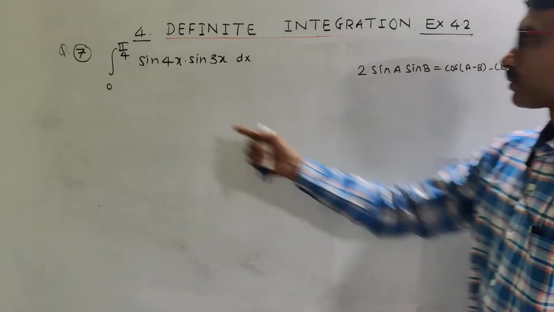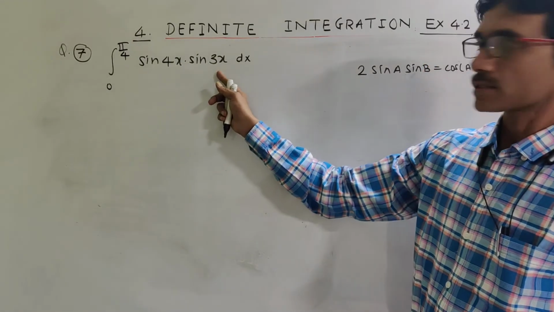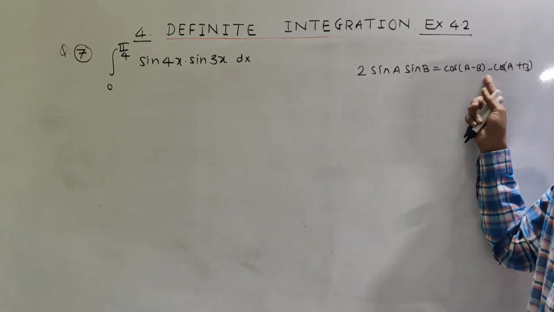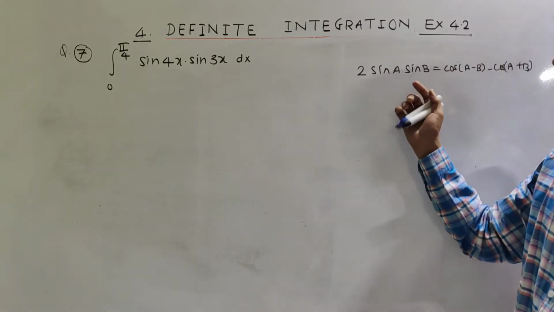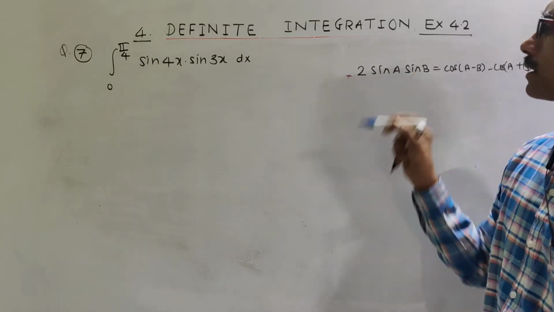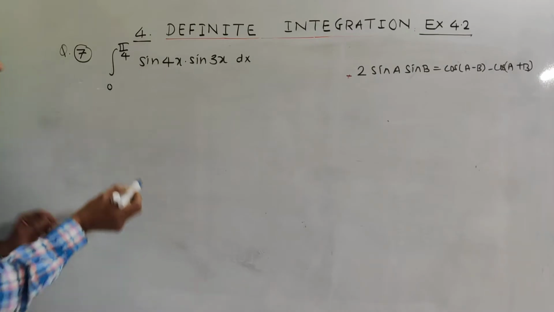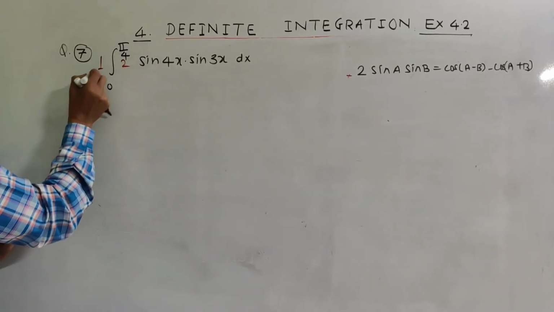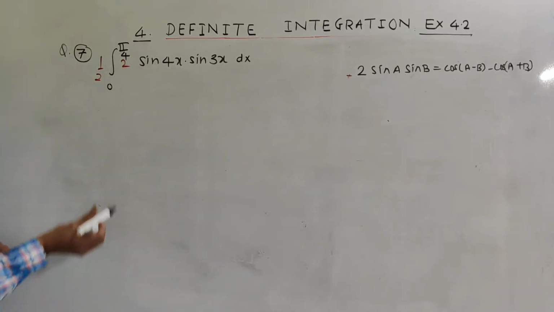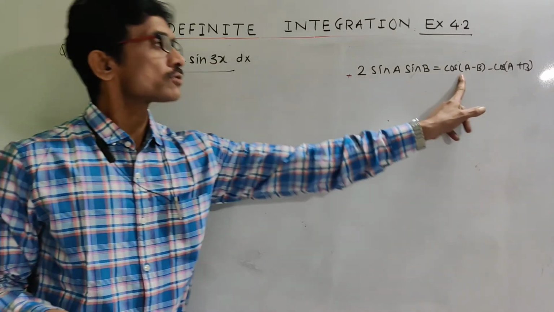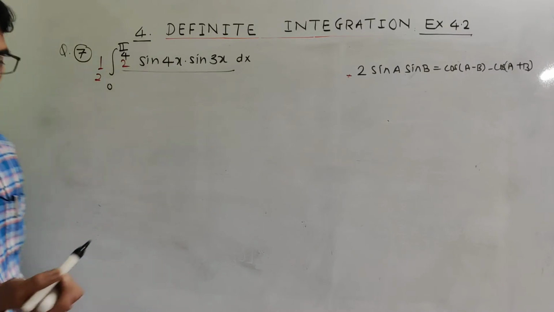Integral 0 to pi by 4 of sine 4x into sine 3x. So it is of the form 2 sine A sine B, that is cos of A minus B minus cos of A plus B. So we use this formula over here. But 2 is not there, so we multiply and divide by 2, so that this 2 sine A sine B is cos of A minus B minus cos of A plus B.